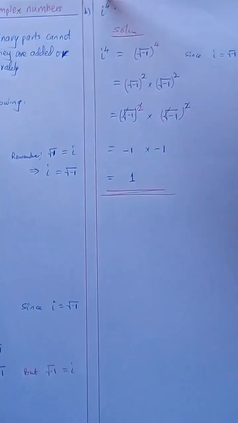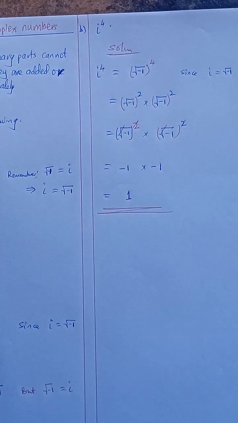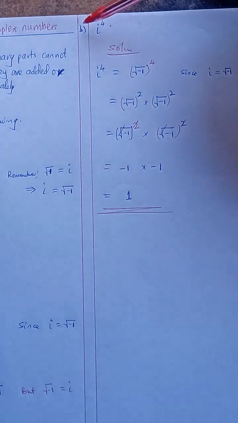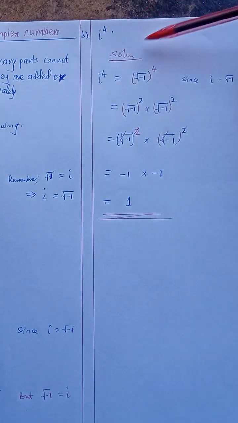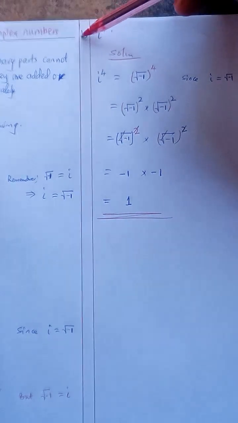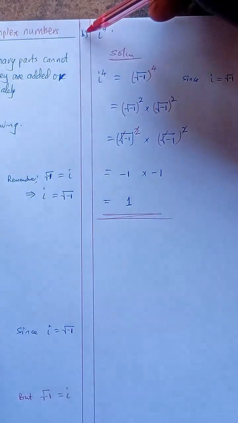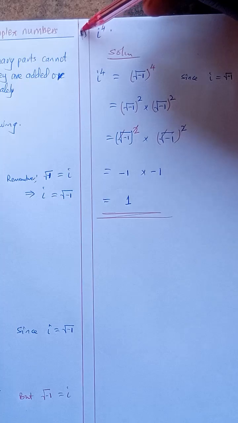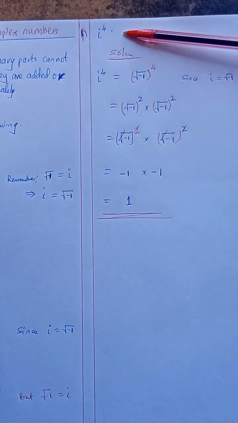The same way we are going to do the one for part C. In our part C, we have i to power 4. So we are also going to find the value of i to power 4.